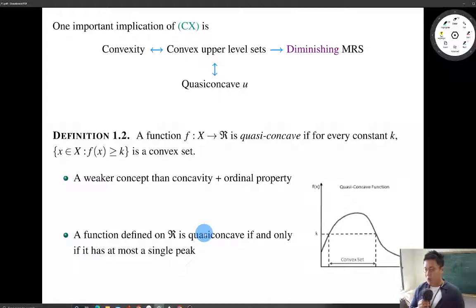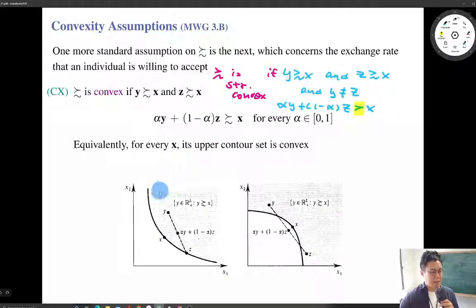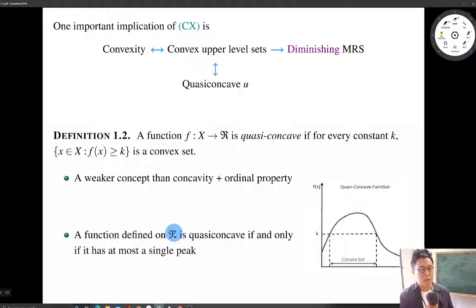Another implication of convexity is that if we have a convex preference, then the upper contour set is going to be convex, so the indifference curve has a convex shape toward the origin. Consequently, the marginal rate of substitution is diminishing over x1, meaning that as the consumer consumes more and more of good one, the exchange ratio is decreasing. That is quite intuitive, right? If he has more and more of good one, the marginal utility of the second good gets larger and larger. So consequently, the marginal rate of substitution is decreasing.